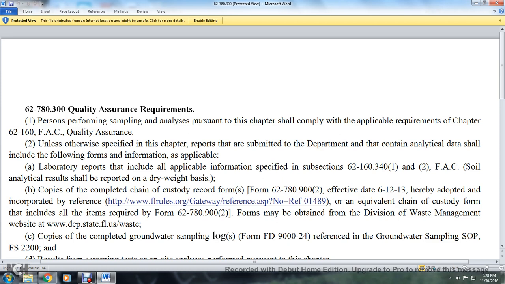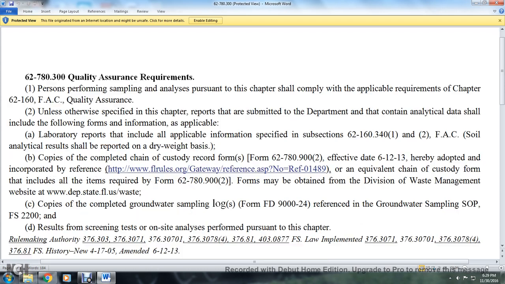Form 62-780.902, effective June 12, 2013, is hereby adopted and incorporated by reference at www.flrules.gateway, reference ASP number 01489. An equivalent chain of custody form includes the items required for Form 62-780.902. The forms may be obtained at the Division of Waste Management website, Florida Department of Environmental Protection. A completed groundwater sampling log, Form FD 9000-24, reference groundwater sampling standard operating procedure FS 2200.